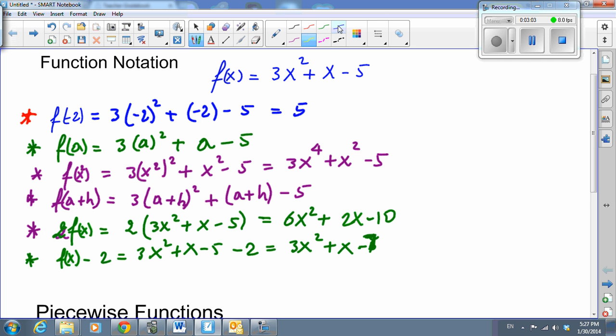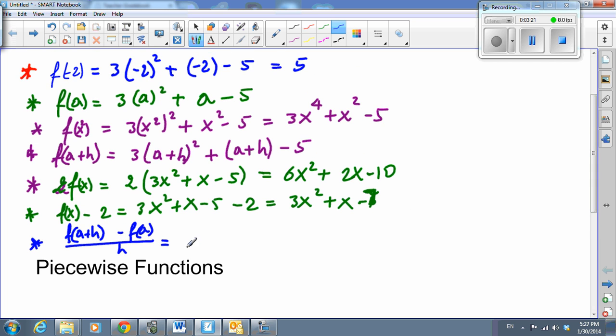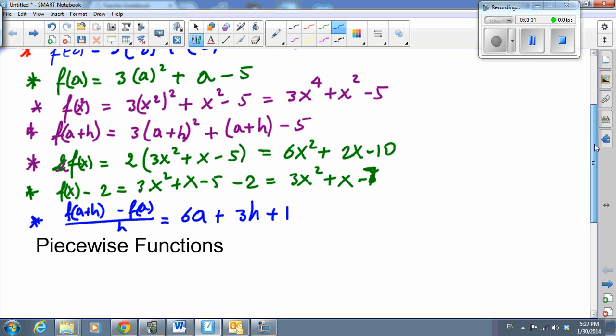On your after party, I asked you to find f of a plus h minus f of a, over h. If you calculate it right, the same way you did on your after party, you probably notice it will be 6 times a plus 3h plus 1. You can check and do the calculation by yourself.